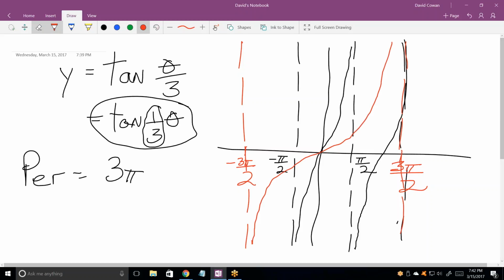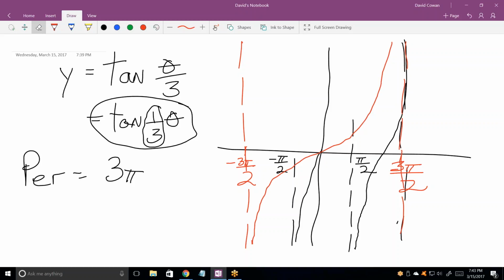Let me see what I can erase here. I don't need those vertical. The vertical asymptotes are actually pretty important. When I'm plotting tangent, the first thing I'm putting on there is figuring out where my vertical asymptotes go. So it's useful to know that for the tangent curve, they go at minus pi over 2 and the next one at pi over 2. If I'm expanding that by a factor of 3, then I go from minus 3 pi over 2 to 3 pi over 2, and that distance between there is 3 pi, which is my period.